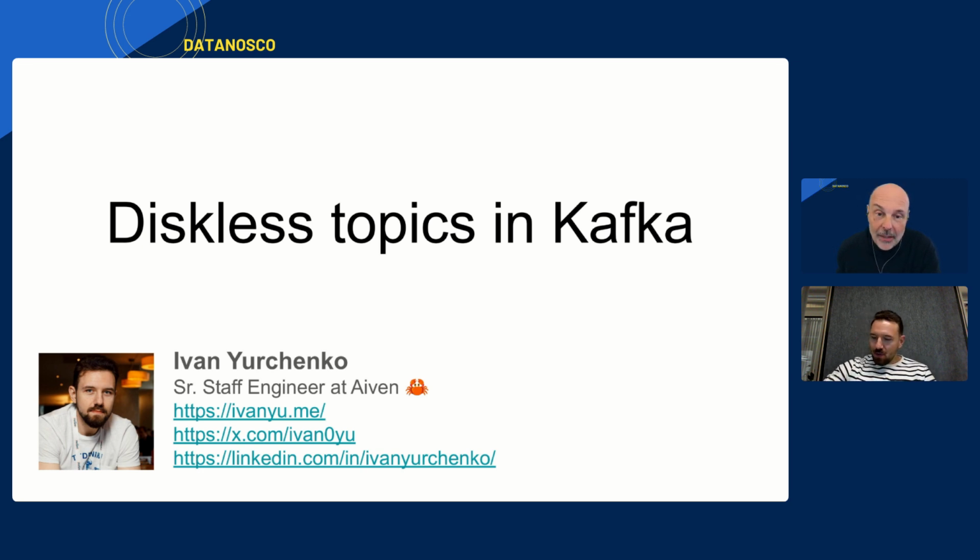Let's start with a very short introduction about myself. My name is Ivan Yushchenko. I'm an engineer at the company Ivan. I work in the streaming domain. Mainly, I'm focusing on Kafka and some other streaming related products. I've been working with Kafka for almost 8 years now, so quite some time. Here on the slide you can find some coordinates about me on the internet. I'm on Twitter, I'm on LinkedIn.